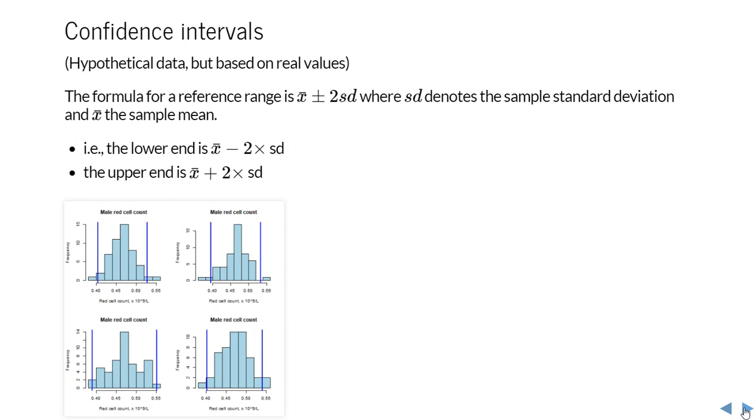So what's happened is the laboratories would take a number of samples from healthy volunteers, find the sample mean, and add and subtract two times the sample standard deviation. In other words, the lower end of the reference range is the sample mean minus two standard deviations. The upper end is the sample mean plus two standard deviations. And I've repeated this four times, looking at different simulated samples of data.